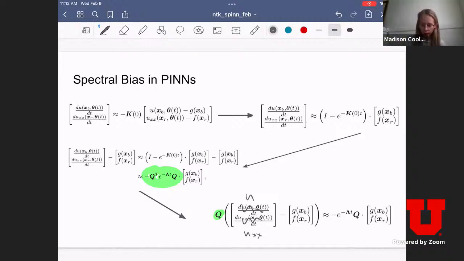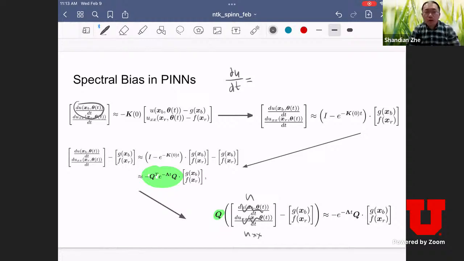Oh, the exponential comes from... They're saying it's the solution to the ODE here. So if we look at du/dt first, they're saying a solution. Oh, okay. So this is actually the solution of this linear ODE. Yeah, it's a linear constant time, linear constant ODE.